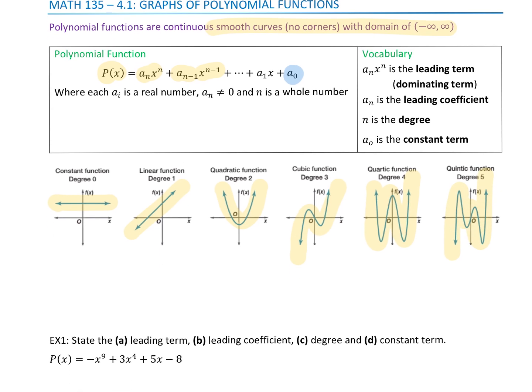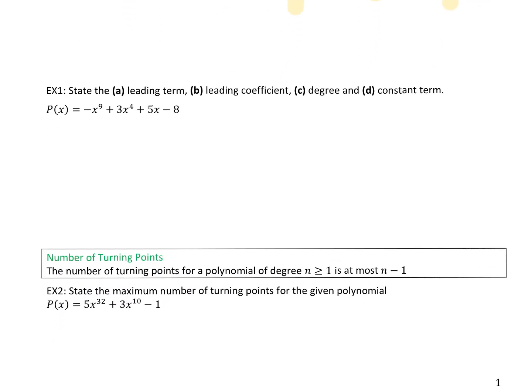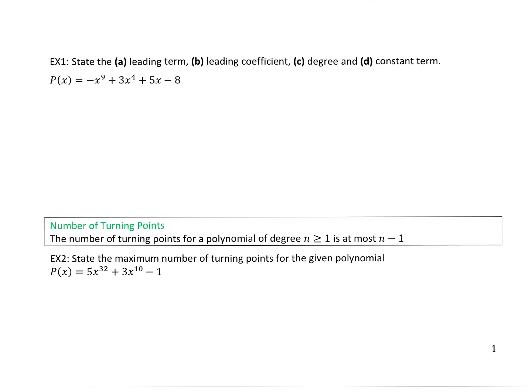Okay. So example 1. State A, the leading term, B, the leading coefficient, C, the degree, and D, the constant term. So for A, the leading term, again, the highest power, the leading term is going to be negative x to the 9th power. Then B, the leading coefficient is whatever's in front of the leading term. There's a negative, but again, that's going to be a negative 1.